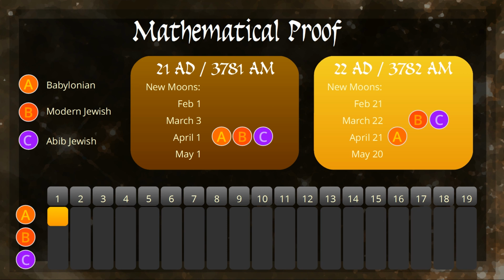The Jewish Abib calendar requires barley ripeness 2 to 3 weeks after the equinox. With March 22nd as the start of the month, this does allow for 2 weeks after the equinox for ripe barley to be present. For this year, only the Babylonian calendar requires an extra month to be added. The other two calendars do not.